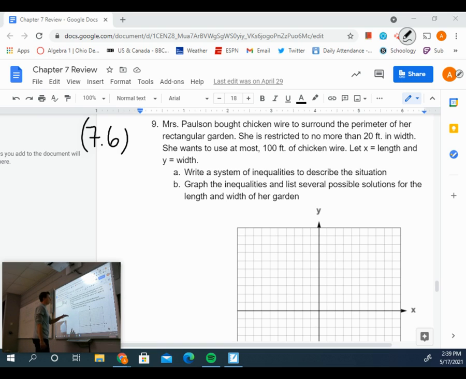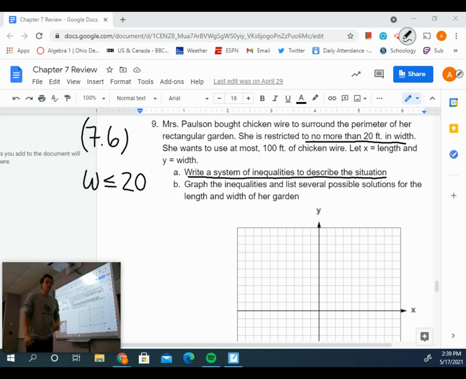So first things first, let's write a system of inequalities, right? This is kind of like 7.4. Before we eliminate and substitute, we have to come up with the equations, kind of the same idea here. So here I need to come up with a system of inequalities before I graph them. Well, when I read the problem, she's restricted to no more than 20 feet in width. So W and 20, and the open side will face the 20 and will include an equal to. Why? Well, the open side faces the 20. The open side always faces what's bigger.